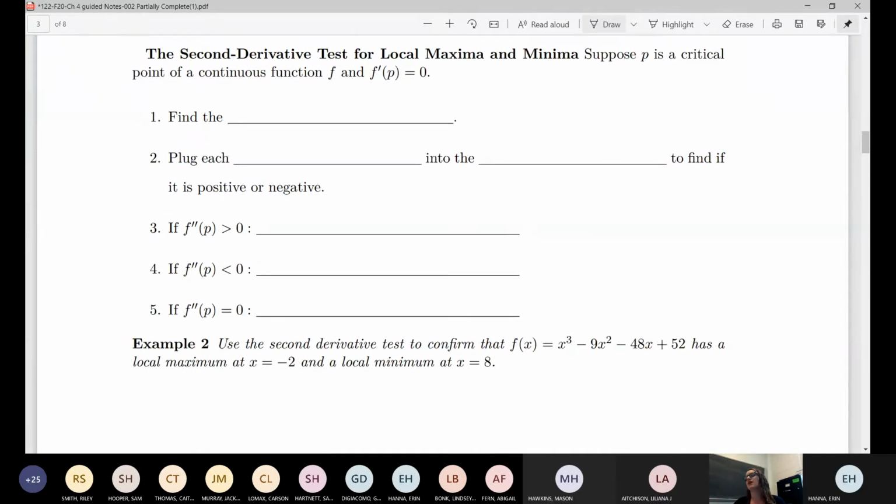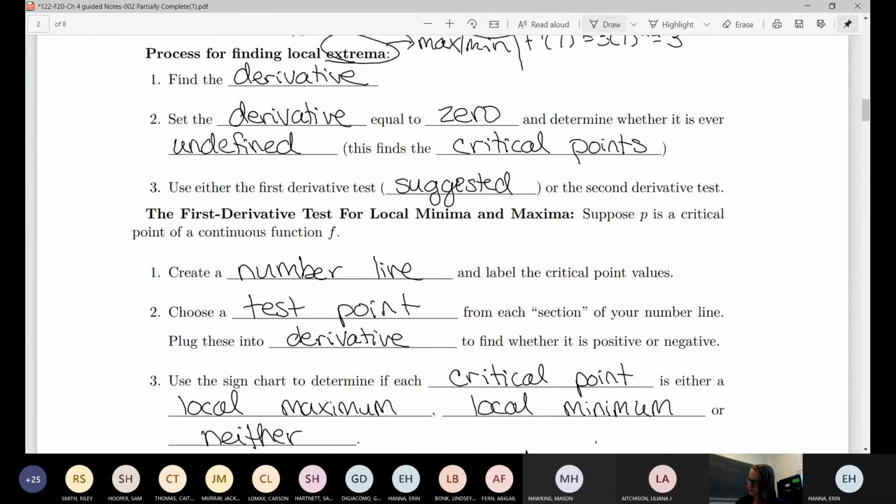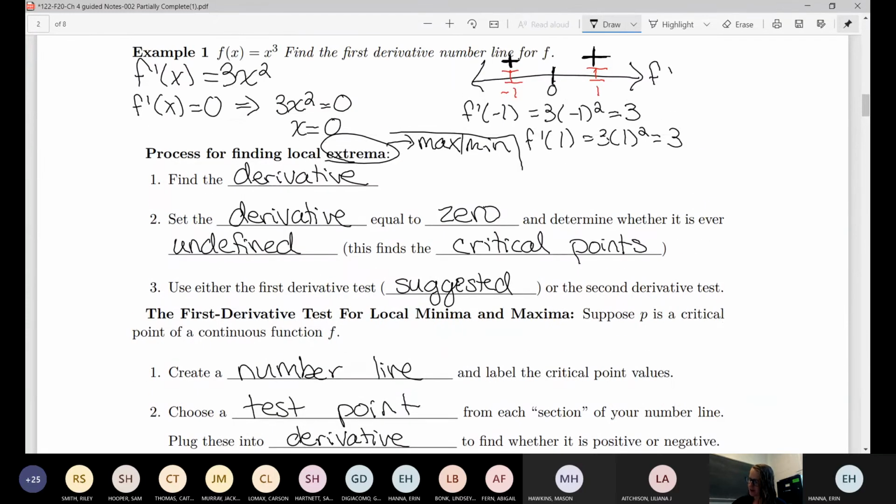So the second derivative test for local maxes and mins. Remember, for all of these extrema questions, you always have to find the derivative and find the critical points. No matter which test you use, that's always your first step. Find the derivative, set it equal to 0, see if it's ever undefined. You always do that no matter what test you're using.